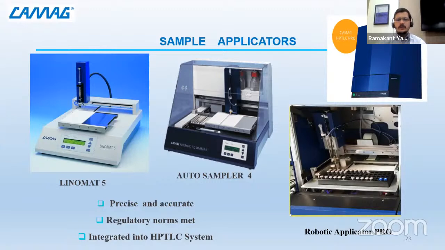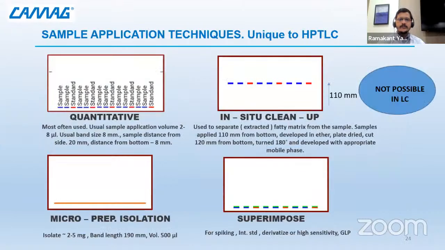Then second one is Auto Sampler 4, that is a completely automatic sample applicator module where you just keep your samples and standards in vials, and from particular vial position, the syringe will go in that vial, take out a suitable volume and apply it on plate. And syringe rinsing and filling is completely automatic in ATS4. Then CAMAG Robotic Pro Applicator is the latest module in this series.